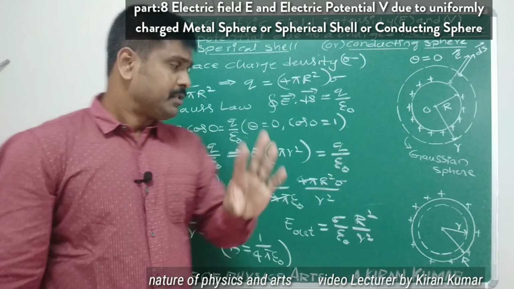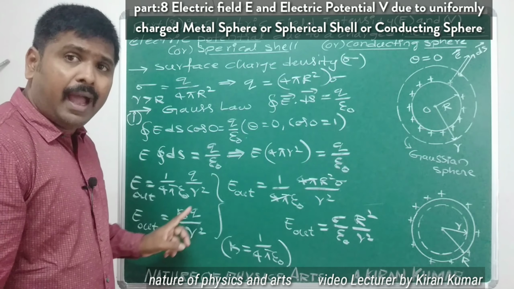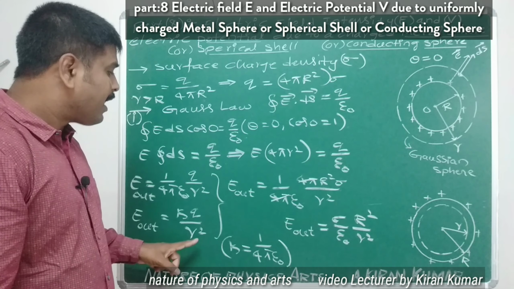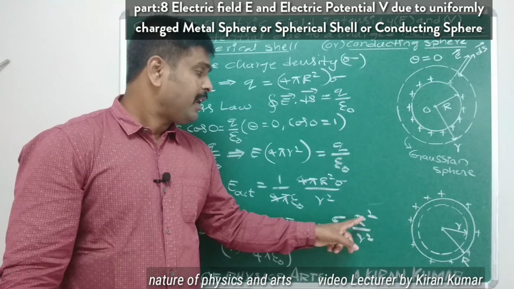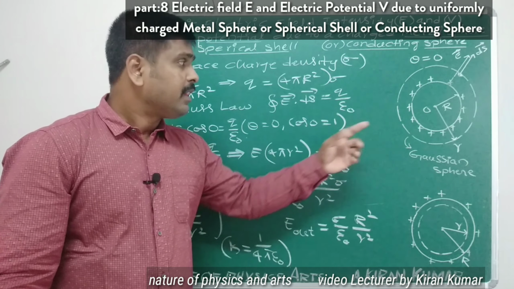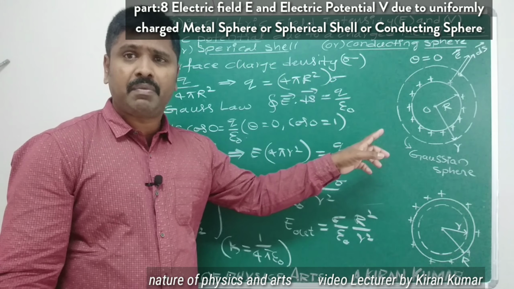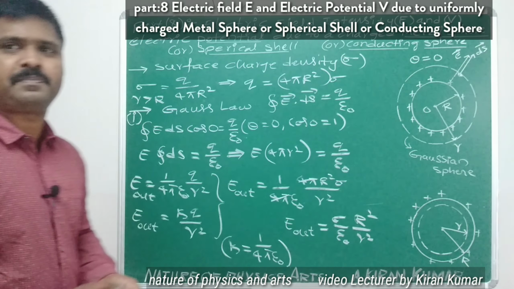We got a total of three equations. The first is E out equal to 1 by 4 pi epsilon naught q by r square, the second is kq by r square, and the third is sigma by epsilon naught, capital R square divided by small r square. Then next we will discuss on the surface, and then inside the surface, step by step. Just a second, I will clean the board.